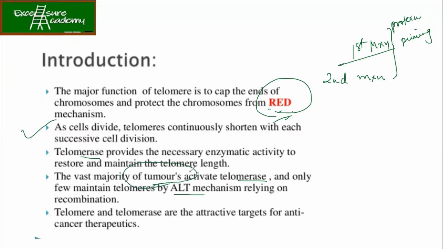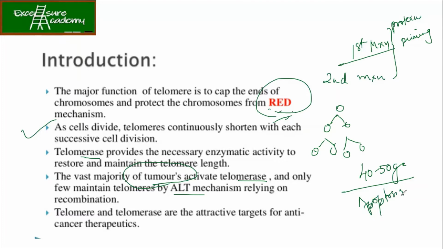Okay. So guys, how it works is like this: it's a signal. If you keep on dividing, a cell gets a signal that after so many generations, let's say around 40 to 50 generations, the telomeres get shortened, and at that time, the cell should undergo apoptosis. Almost the telomere is gone, it's not present sometimes. So it's a signal to the cell to undergo apoptosis.